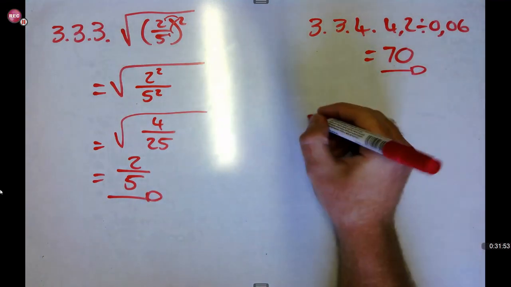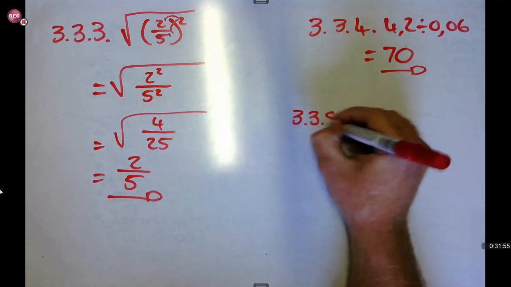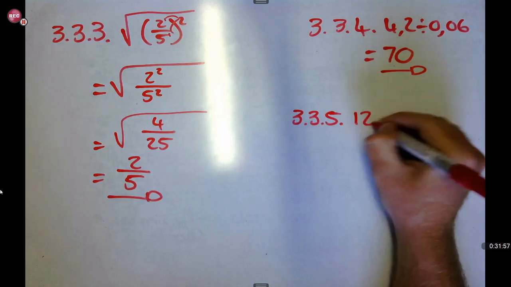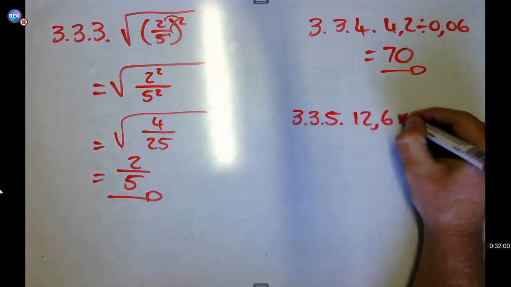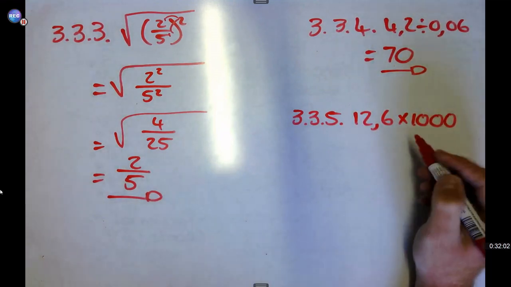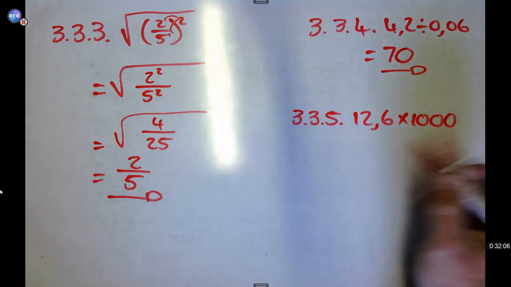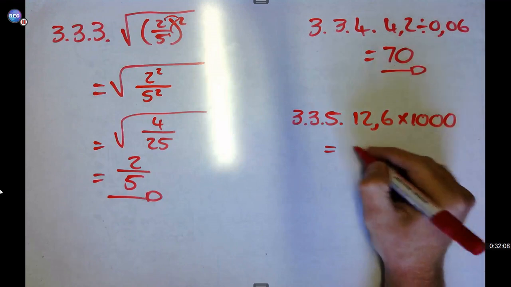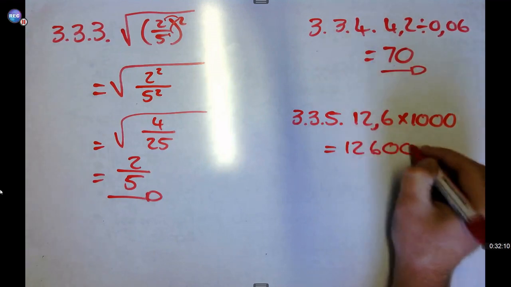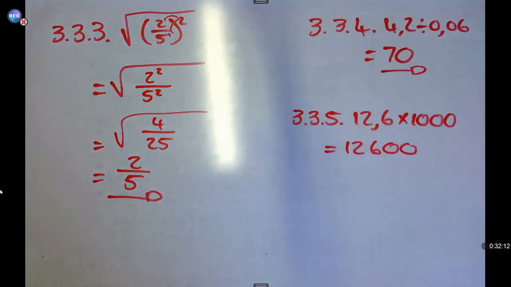Our next question, 3.3.5, is 12,6 times 1,000. The only thing that will happen here is that your comma will move 3 spaces to the right, and you'll then sit with 12,600 as your final answer. Okay.